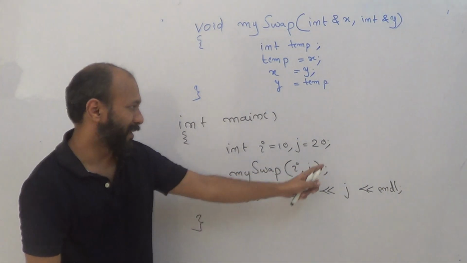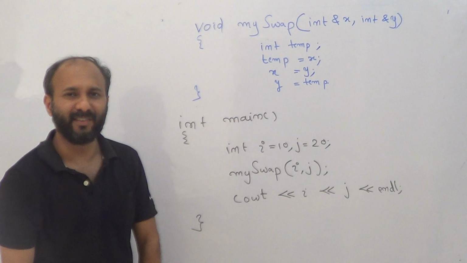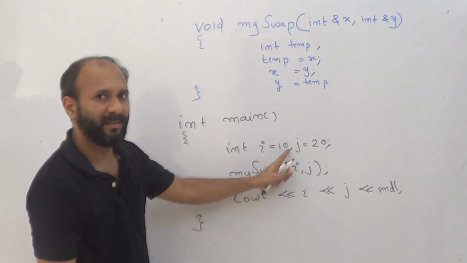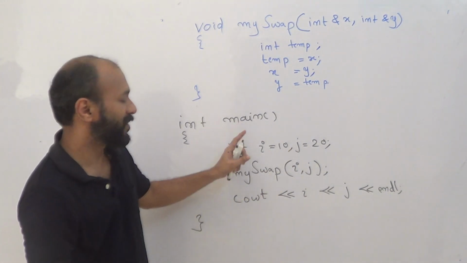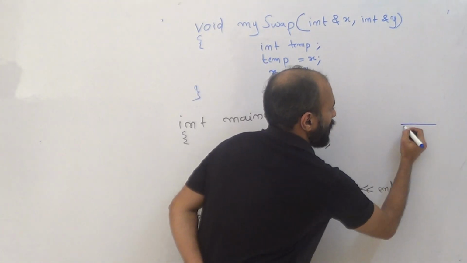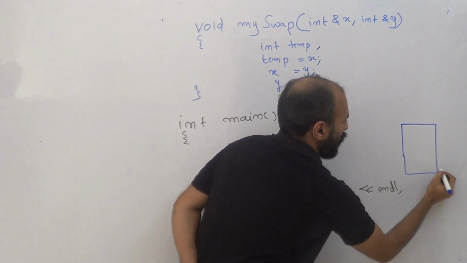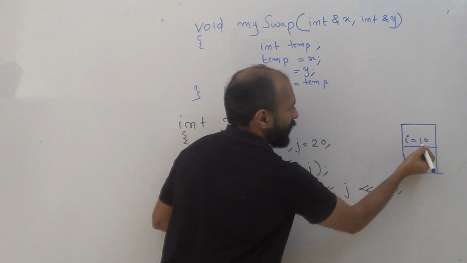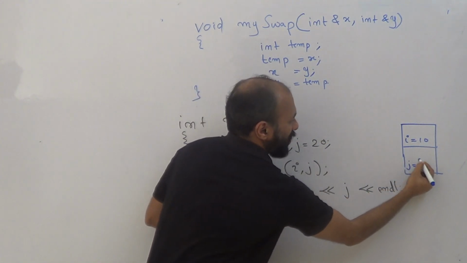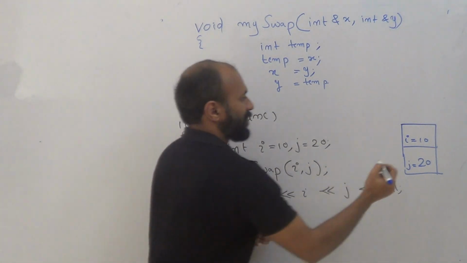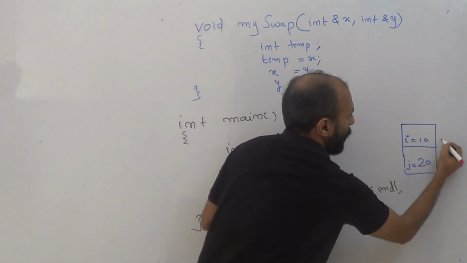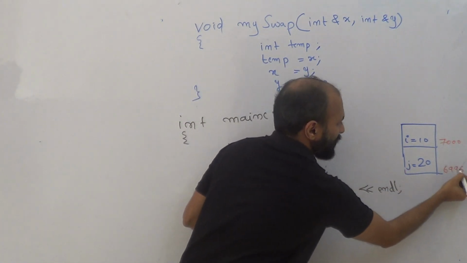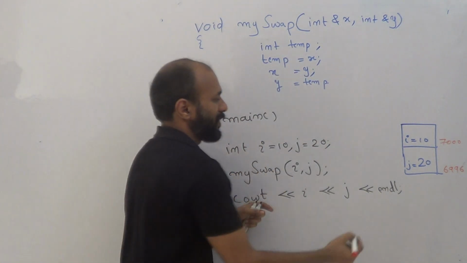Now we can try to draw the memory picture and we can see how this is internally working. i and j are local to main, so i and j are getting memory inside the stack memory segment. Here I have two variables. One variable is i and another one is j. i is equal to 10. Next one j is equal to 20. Assume this address is 7000 and assume this address is 6996. This is the stack memory of main.